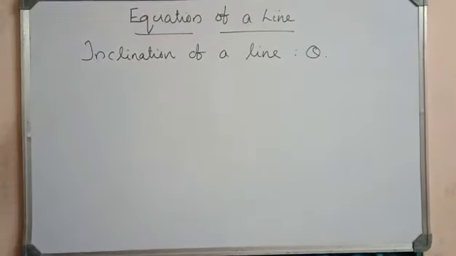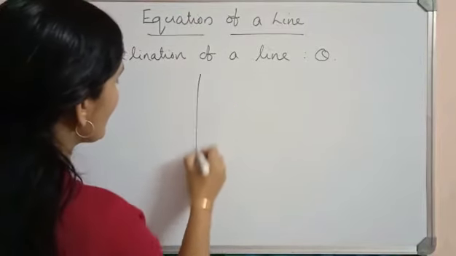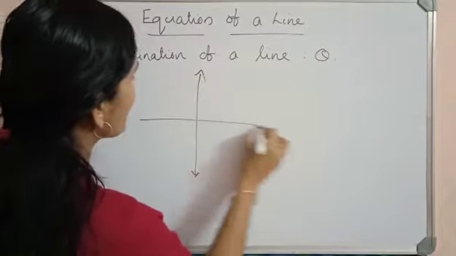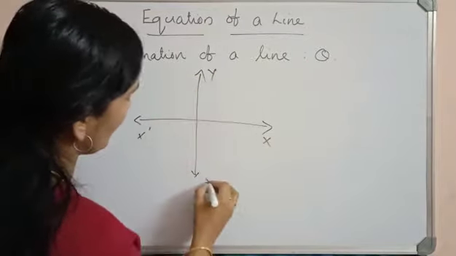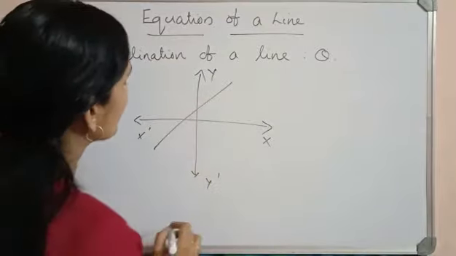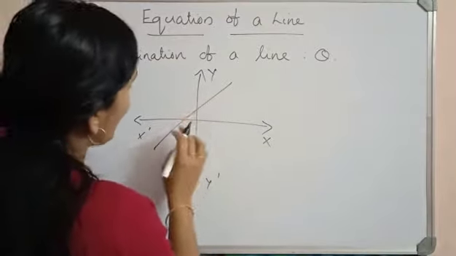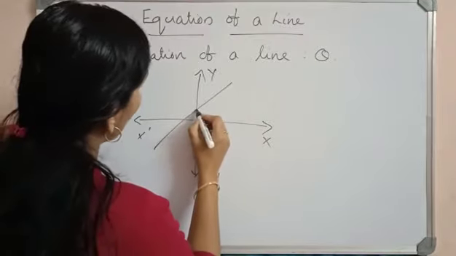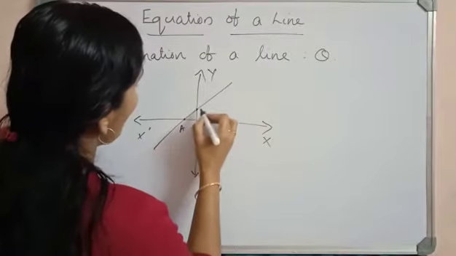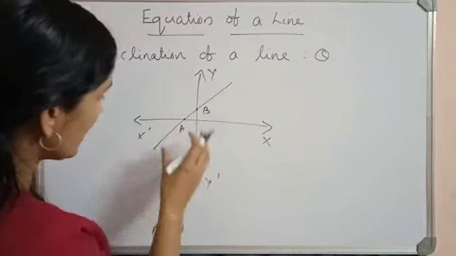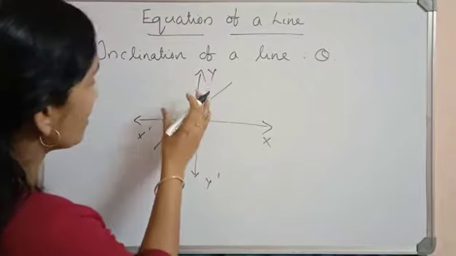The inclination of a line is the angle which the line makes with the x-axis. So if you consider this as the y-axis and this is the x-axis, and this is a line which is passing through these two axes, meeting at any two points on the x as well as the y axis. Consider this point as A and this point as B.